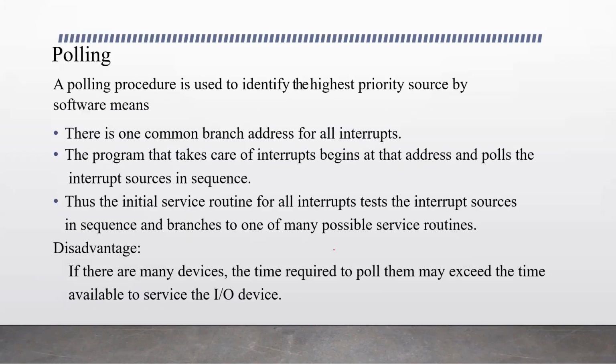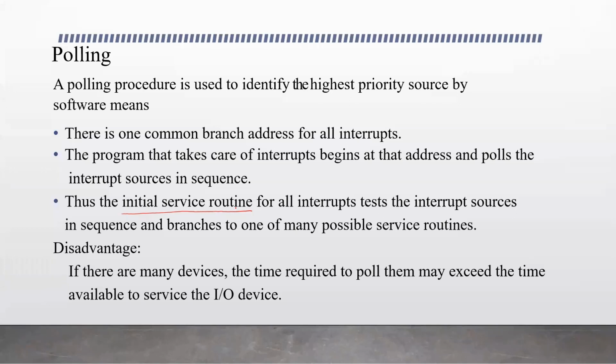In polling, one initial service routine is executed, right? When there are interrupts to be serviced, the CPU executes the initial service routine. This initial service routine has the instructions to test the devices. By testing the devices one by one in sequence, the device that has the interrupt request is identified. It is done in the order of priority, so the device with the highest priority is identified and serviced first by the CPU. Okay, so this is polling.